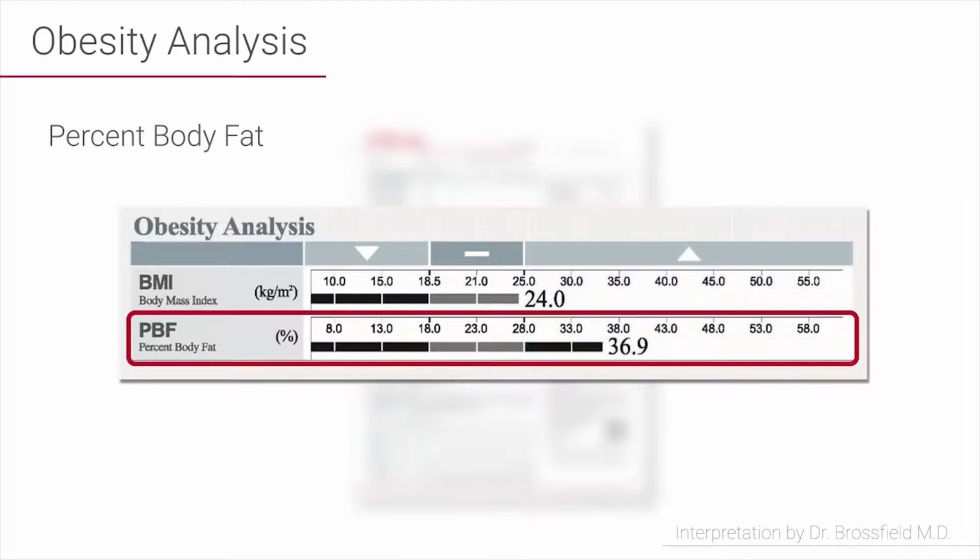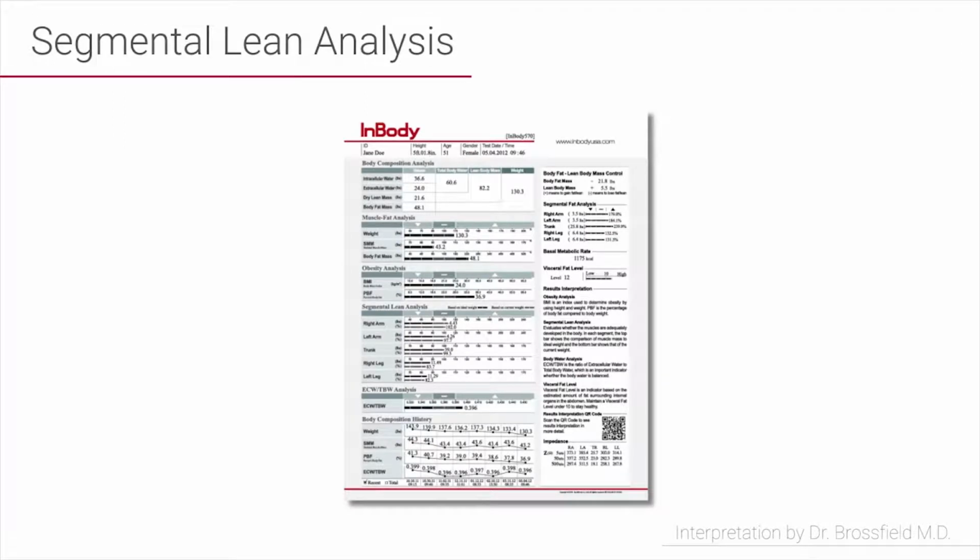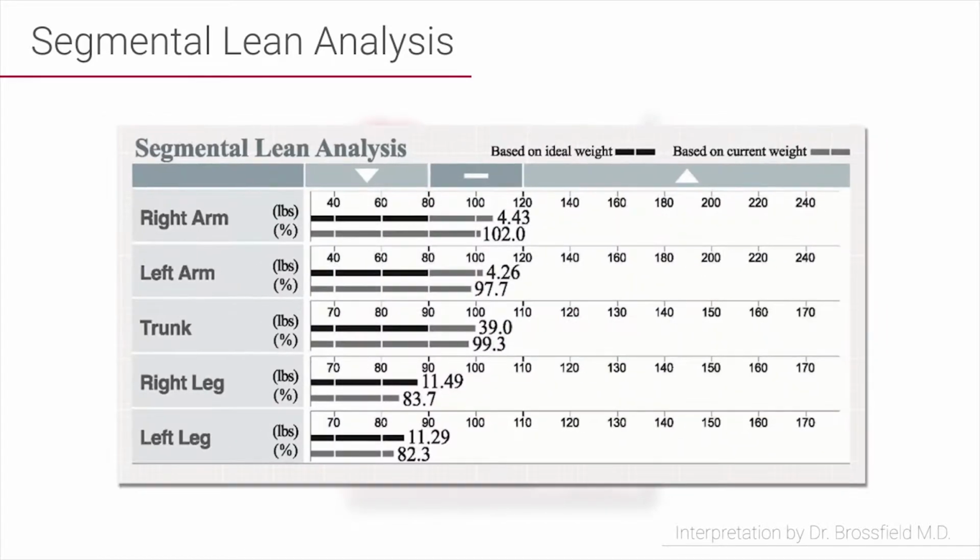So body fat percentage is the most accurate way you can tell whether you're healthy based on your fitness or your body fat level. The next segment of the results sheet is the segmental lean analysis. In this segment, it breaks out every part of your body, so each arm, your trunk, each leg, and tells you how many pounds of muscle is in each segment.